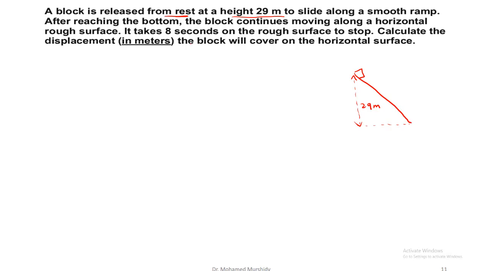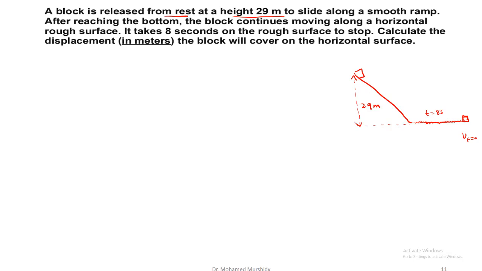After reaching the bottom here, the block will not stop. It will continue to move in the X direction, the horizontal. It will continue moving here along a horizontal rough surface. We have a rough surface now, which means it will experience deceleration. It takes 8 seconds on the rough surface to stop. So T equals 8 seconds for this block to stop here, meaning V final equals 0.